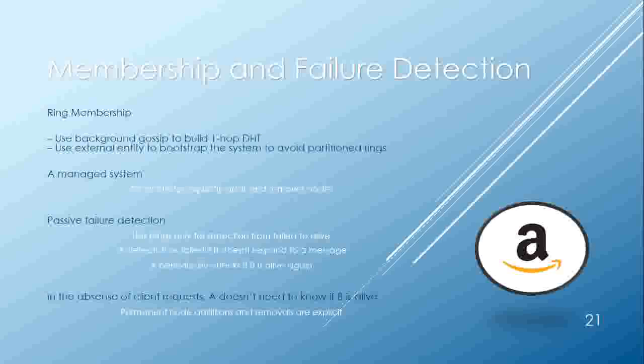These are the passive failure detection. It uses a message to detect whether a node has failed or is alive. For example, A detects B as failed if and only if it does not respond to a message. A periodically checks if B is alive again, and as soon as it is alive, it shares its work and balances load. In the absence of client requests, A does not need to know if B is alive. Permanent node additions and removals are explicit.